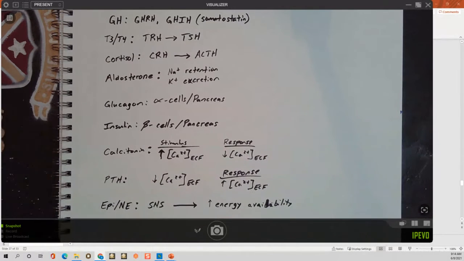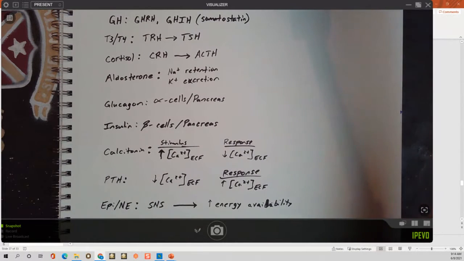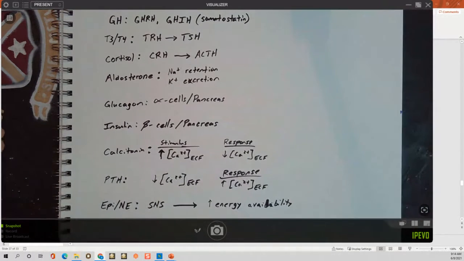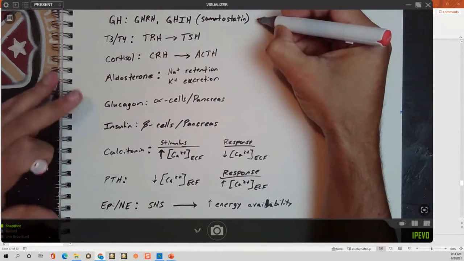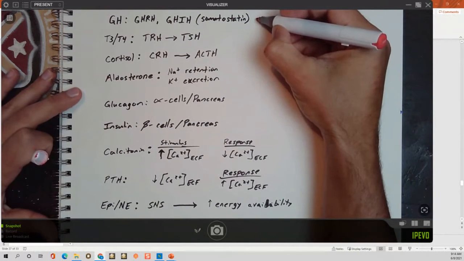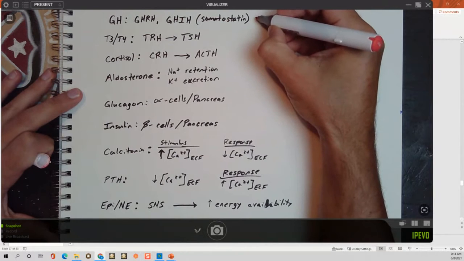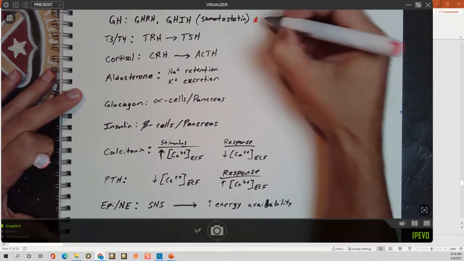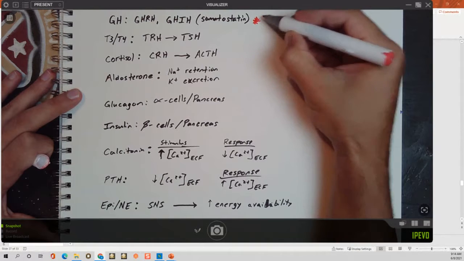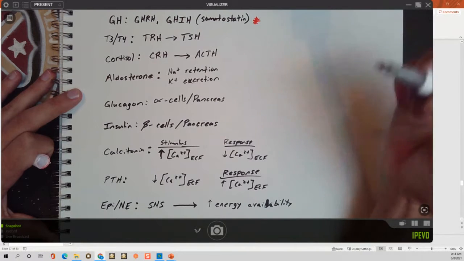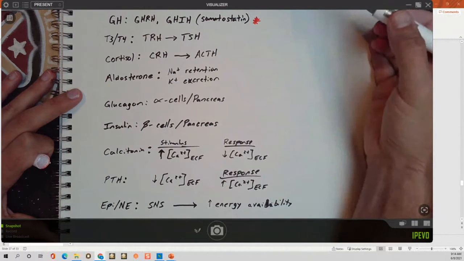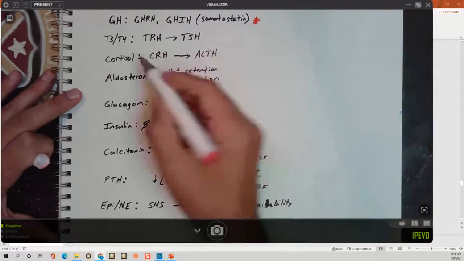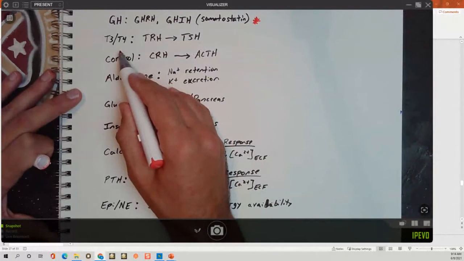Now, I want you to start seeing some links. I've already started to do this for you, but what about growth hormone? What does that do to energy availability? Increase, decrease, no change. Yeah, it increases energy availability. It's a little bit unique in that it increases energy availability and then turns around and uses that energy to move the energy away somewhere else. T3, T4, what does that do to energy availability? Increase, decrease, no change.